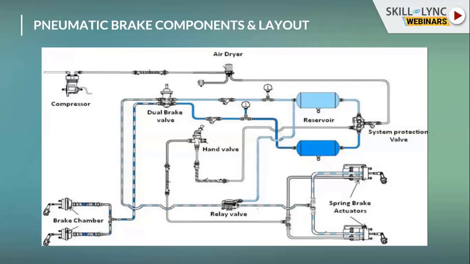Usually, the system protection valve retaining pressure is 6.5 bar in any vehicle, and it changes depending upon the valves which are used. The maximum will be 6.8 bar. So next comes the dual brake valve.